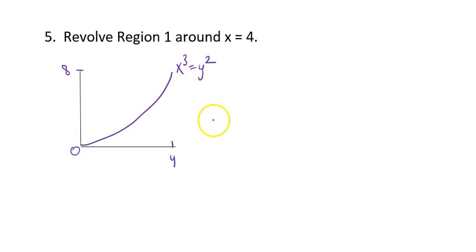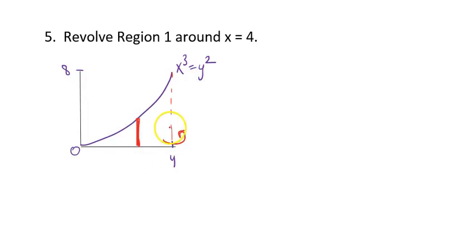Alright, now example 5, we're going to go with something a little different. We're going to go around x equals 4, and that's that vertical line over here at 4. So the first thing is I'm doing region 1, which is the lower region. So I'm taking this region around this line. There's my rotation arrow. Now, because I'm revolving around a vertical line, I need to draw a vertical rectangle parallel to that.